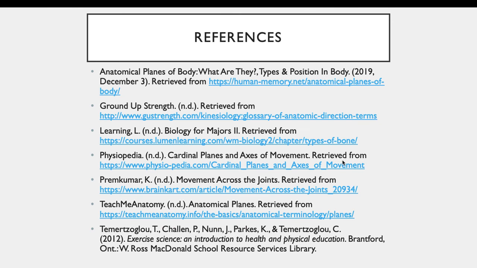And then here are some of my references for my image, as well as a reference to a textbook that I used to create this project.